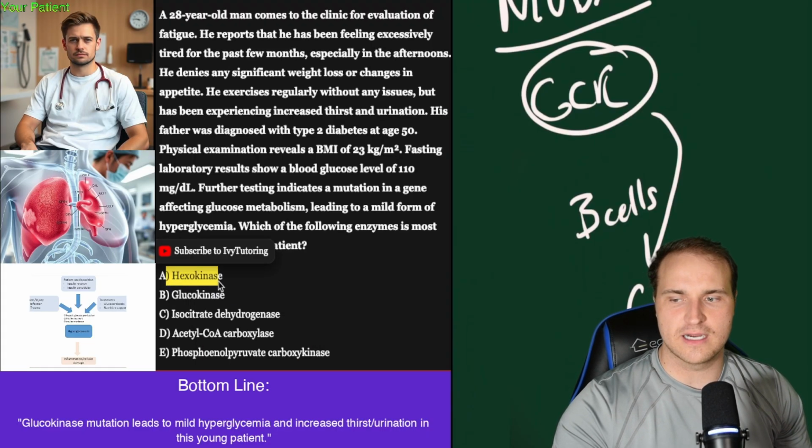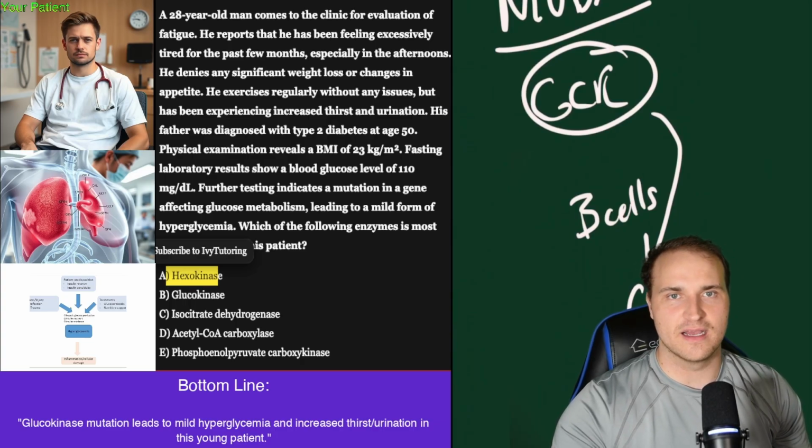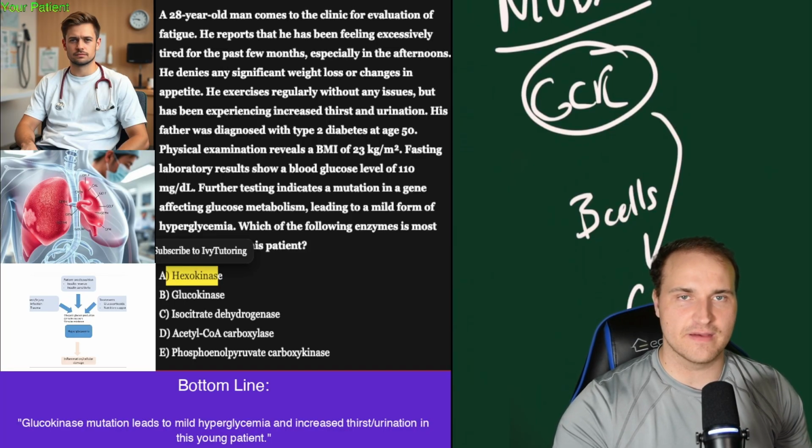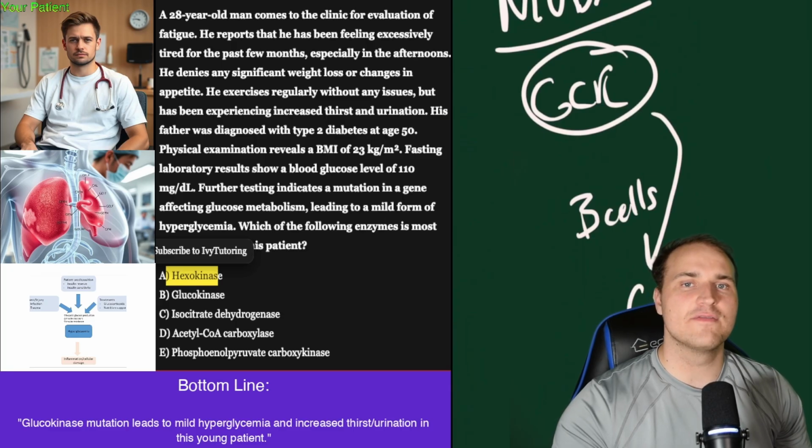So I think the hardest distractor here is hexokinase, because these are both enzymes that phosphorylate glucose to glucose 6-phosphate, which is the first step of glycolysis, but they have very different behaviors depending on where they're found. So hexokinase is located in the brain, the muscles, the fat, tons of tissues, and it phosphorylates even very small amounts of glucose very quickly. So the Km is low, it's got a high affinity for glucose. That's what the Km being low means. And it works even when the glucose is low, and it's inhibited by its own product.